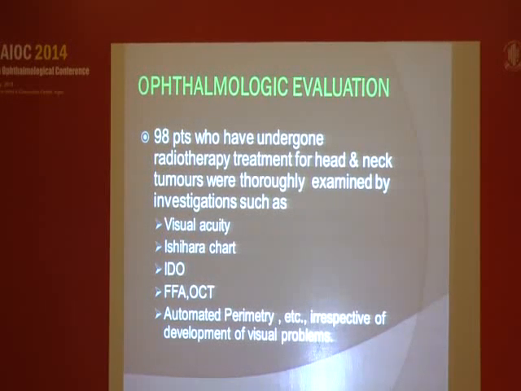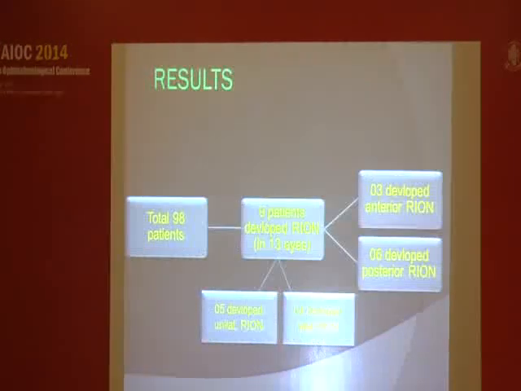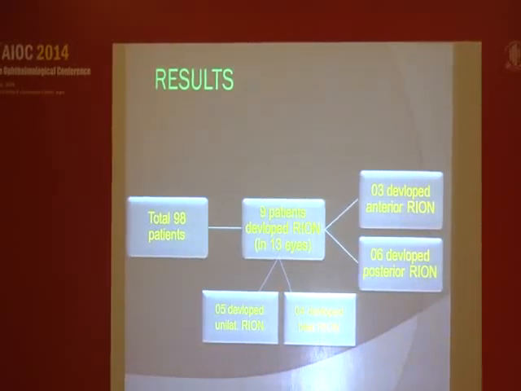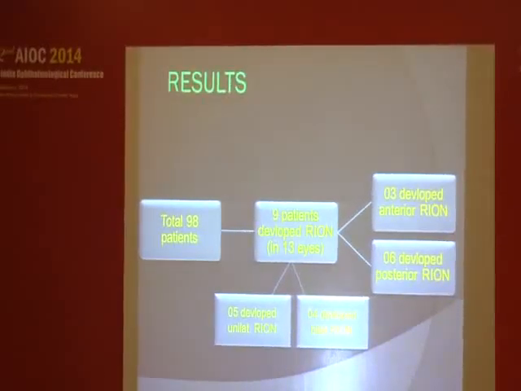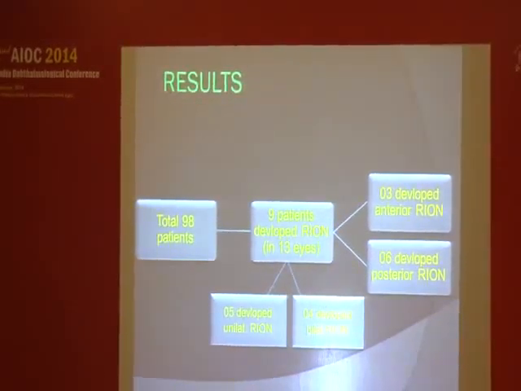A complete ophthalmological evaluation of the 98 patients was done with visual acuity, color vision chart, IOP, FFA, OCT, automated perimetry, etc., irrespective of the development of visual problems. Of the total 98 patients, 9 patients developed RON. Of the 9 patients, 3 developed anterior RON and 6 developed posterior RON, indicating that posterior RON is more common than anterior RON. Of the 9 patients, 5 developed unilateral RON and 4 developed bilateral RON.